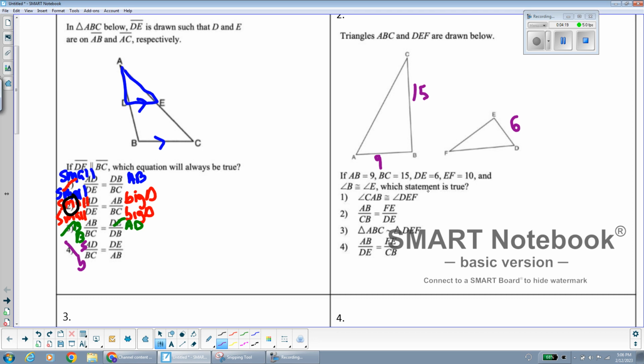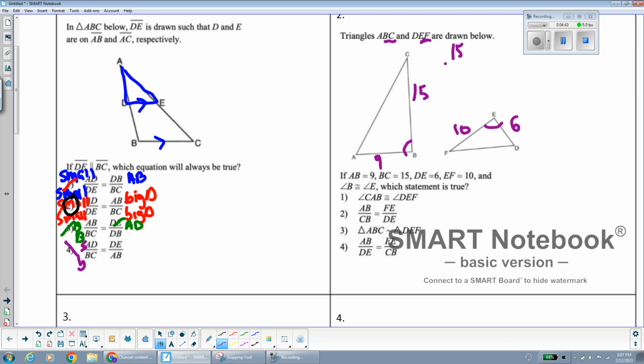So ED is 6, EF is 10, and angle B is congruent to angle E. So which statement is true? First, I want to take a look. I know the side lengths, so let me check out the corresponding sides. CB is 15, and CB is the second and third letters, so it should correspond to the second and third letters here, EF.